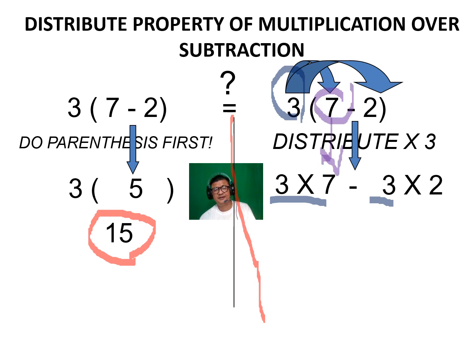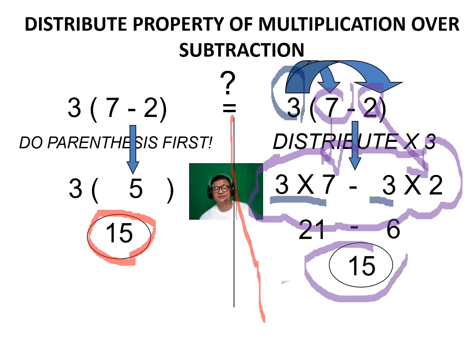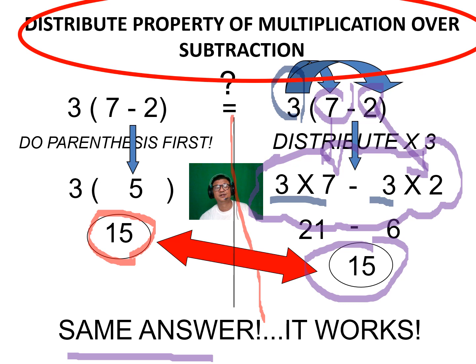And this is the 2. Okay. Distributive. Some people will do this mentally in their mind when they do this distributive. But anyway, that becomes 21 minus 6 and you get 15. Check it out. They are equal to each other. Again, thumbs up. It works. Same answer. Therefore, the distributive property of multiplication over subtraction works.